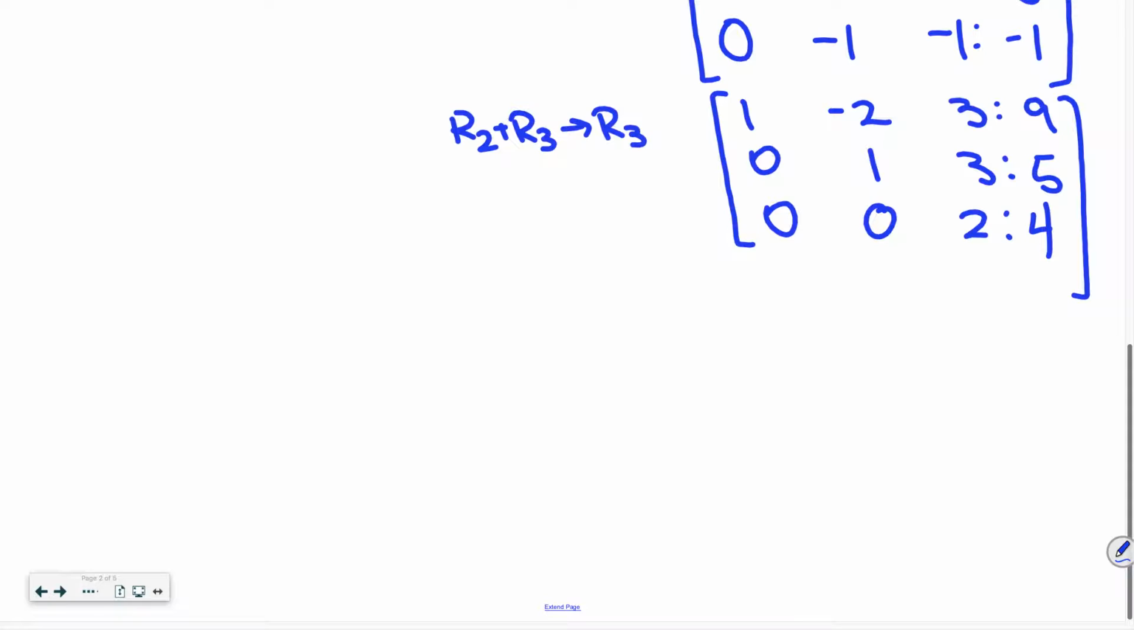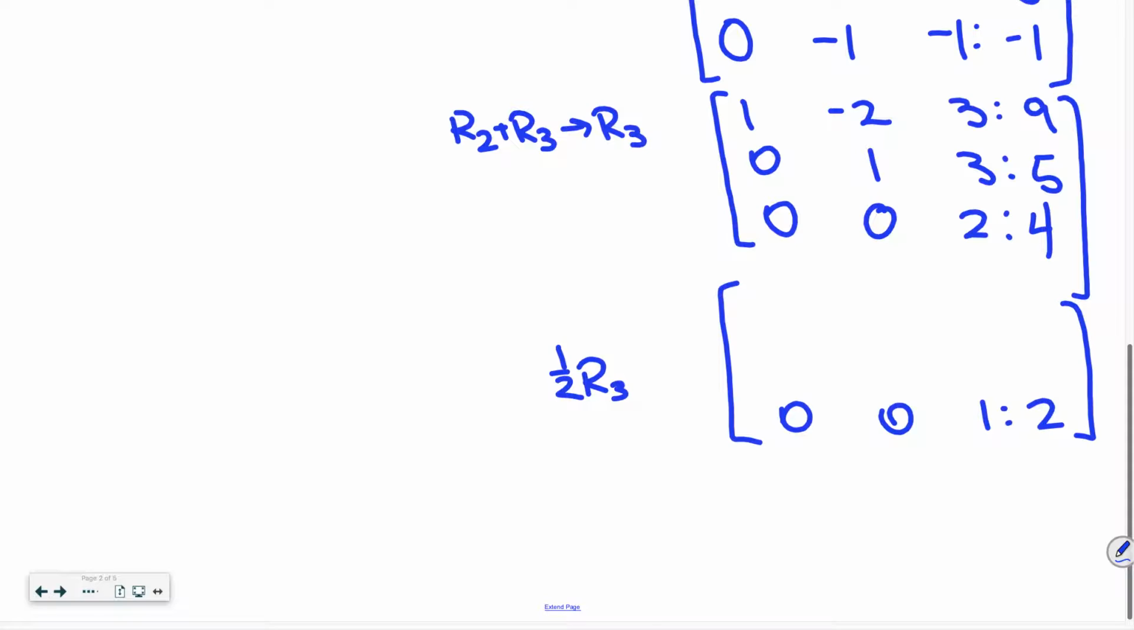Okay? So row echelon form means we would need to take row 3 and multiply it by 1/2. How many steps did that take us? 5? Okay, it took us 5 steps to get that 3x4 augmented matrix into row echelon form.